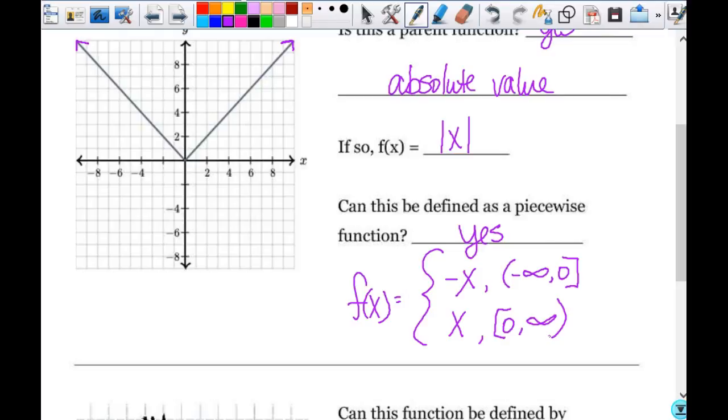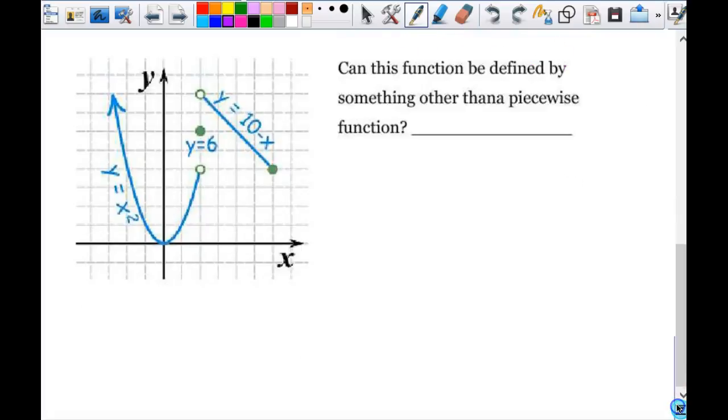So now look at this one. Hopefully, again, your grid printed well enough. Can this function be defined by something other than a piecewise function? Like, could I just say f of x equals this, and it not be a piecewise? What do you think? Like, we had absolute value of x. It was obvious. Is this a function that you've seen before? Or does it look like it's something that's pieced together? Just pieced together, right? So this has to be a piecewise function. I can't do anything other than a piecewise function here, so this would be a no.